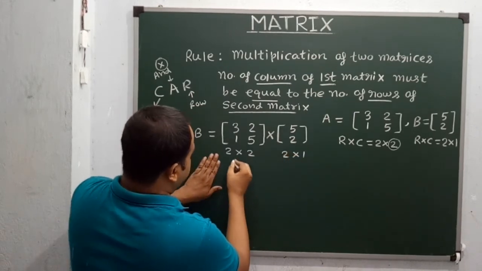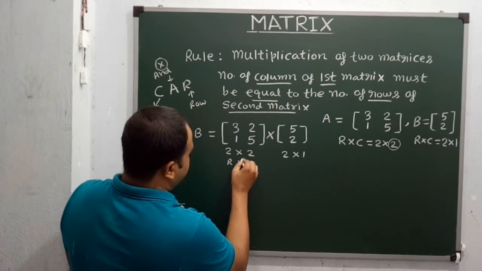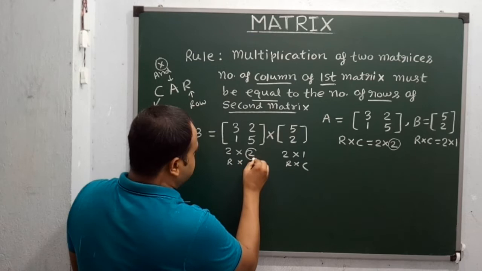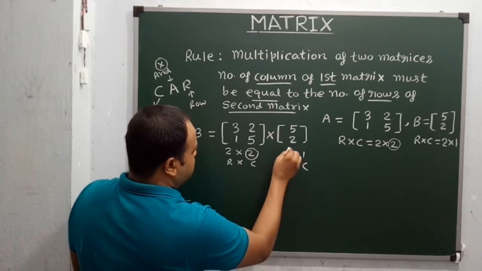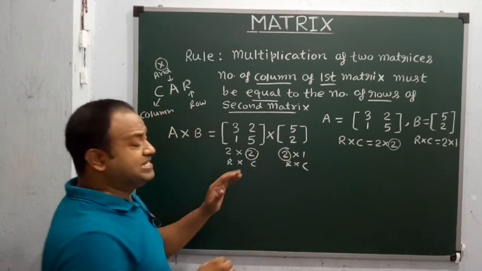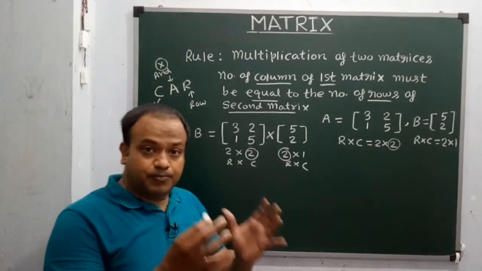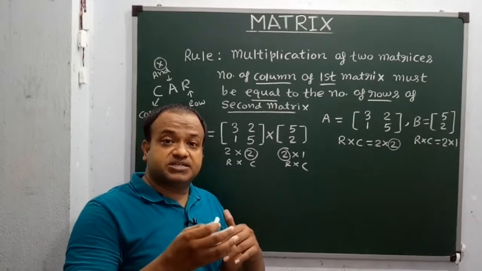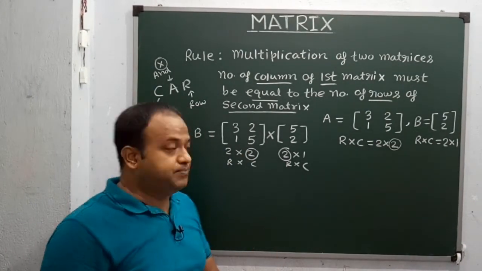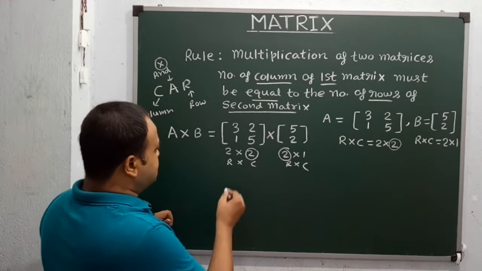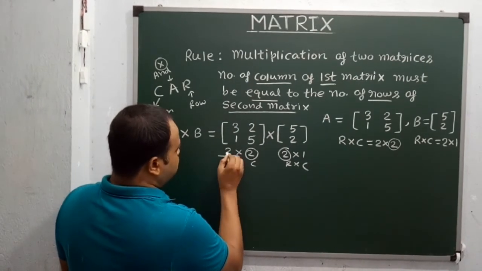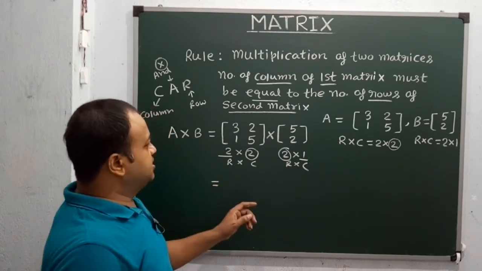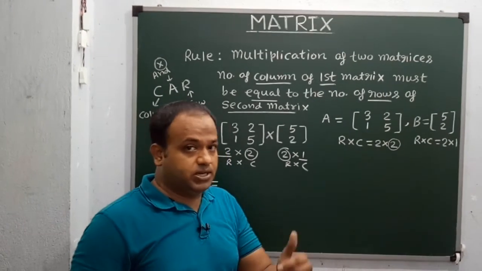So this one is row into column, row into column. Now the column of the first matrix is 2 and the row of the second matrix is 2. It is clearly matching, which means the product is possible. Now the question is, what will be the order of the matrix after the product? We are left with 2 and 1. So the matrix we are going to get will have order 2 into 1. So let's check it.